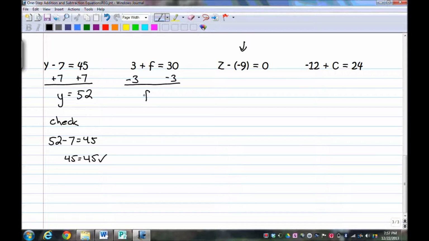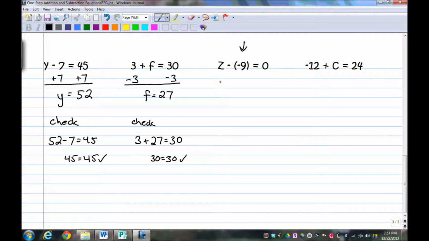Leaving just f on the left and on the right, 27. For my check step, I'm going to take 27. I have 3 plus 27 should be equal to 30, and it is. 30 equals 30. We're good.